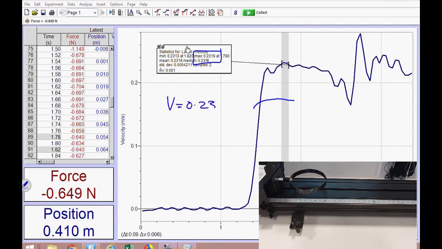So the velocity from the graph is 0.2319 meter per second. Right now we know the kinetic energy is half mv square. Here we know the mass of this cart is 0.5 kilogram, that means 500 gram. If you substitute here, you will get the kinetic energy. Definitely the kinetic energy we calculated is very close to the value of potential energy we calculated. If we see that both of these are equal, we can say that we verify the law of conservation of energy. That's it.